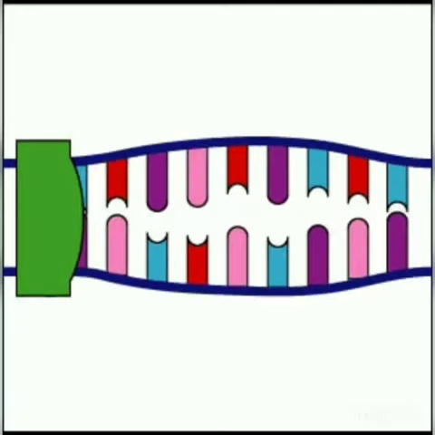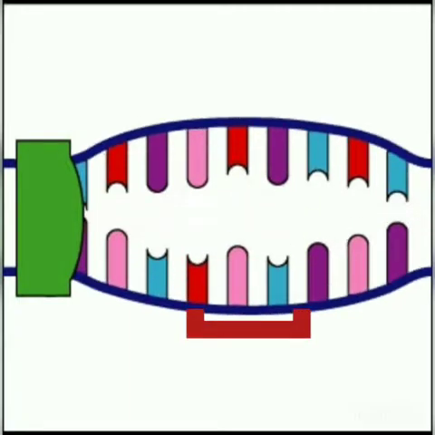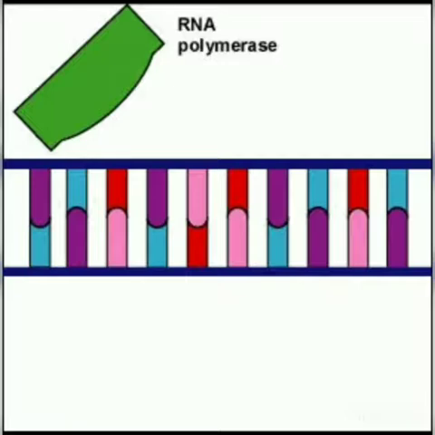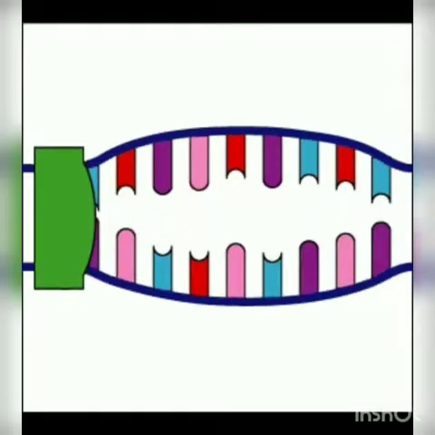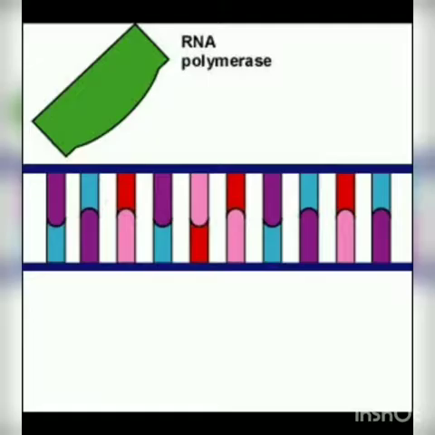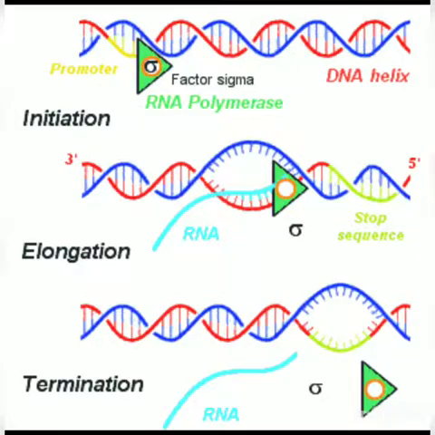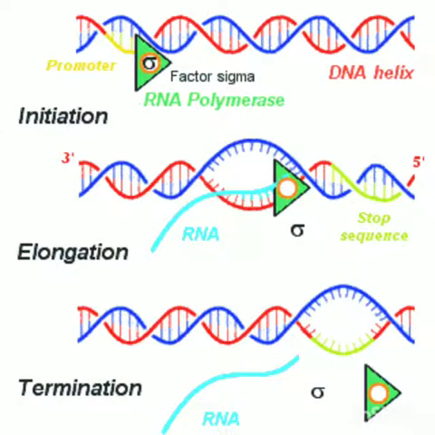Then the double strand unwinds, breaking the hydrogen bond between them, and RNA polymerase can start synthesizing the mRNA by adding nucleotides. Now in this picture you can see students, elongation has started, that is RNA polymerase started synthesizing the RNA, and this will continue unless and until the termination site appears.